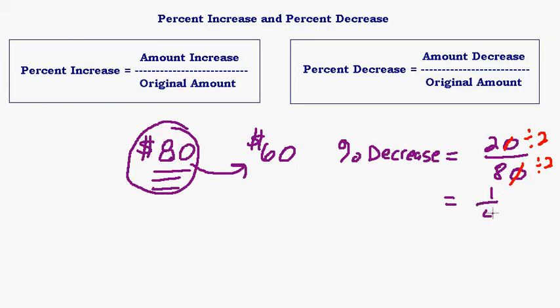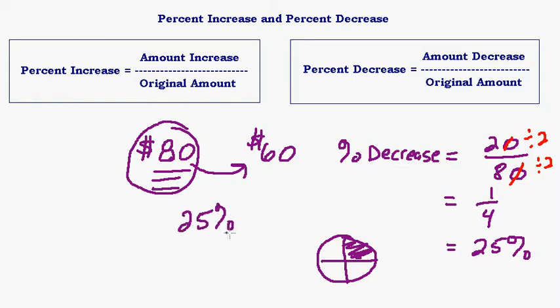So hopefully you know what 1/4 is in a percent. If you don't, you could picture it. 1/4 of something would be this much, which is what percent of it? 25%. Okay, so it's a 25% decrease. If something was $80 in the store and it was 25% off, then you would pay $60 for it, and you would save $20 right there. Okay, so that's how percent increase and decrease works.